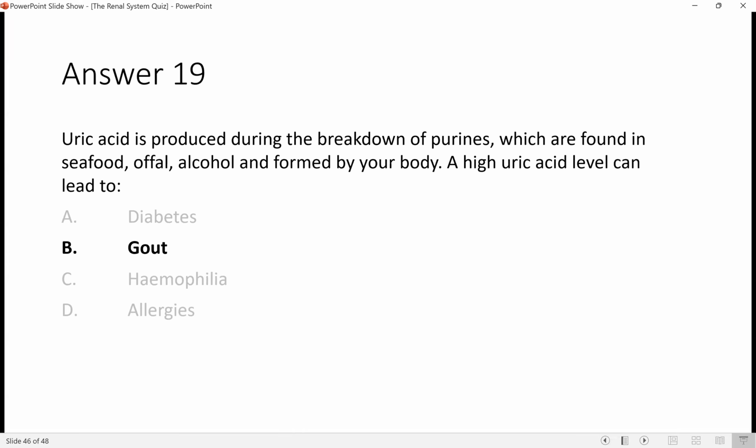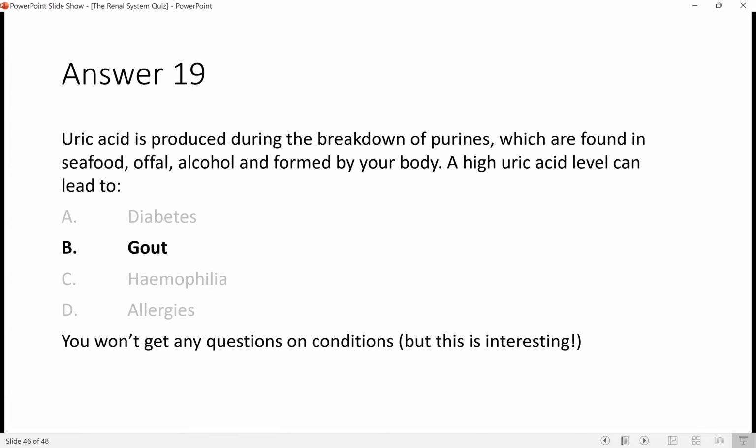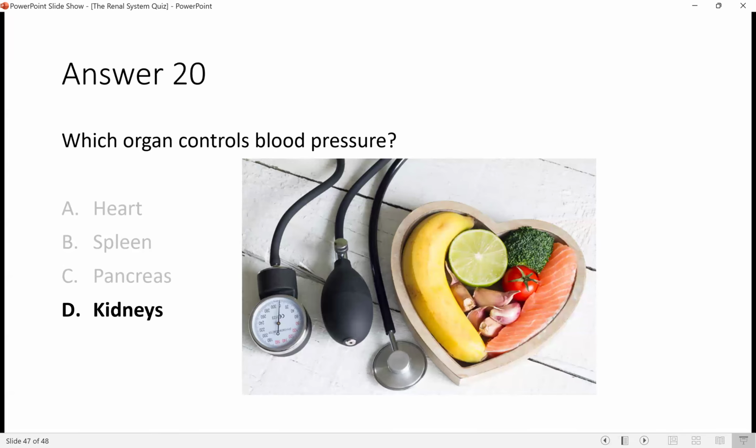And as I said before, most awarding bodies don't include the pathologies with the anatomy, but I was running out of questions. Question 20, which organ controls blood pressure? And it's actually the kidneys, because that controls how much water to take out of the blood or how much water to leave in the blood.